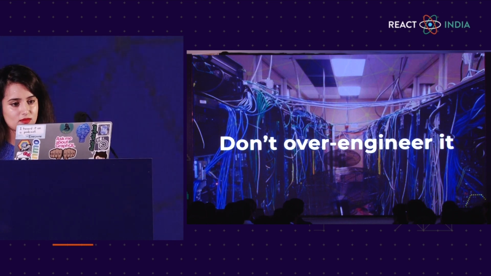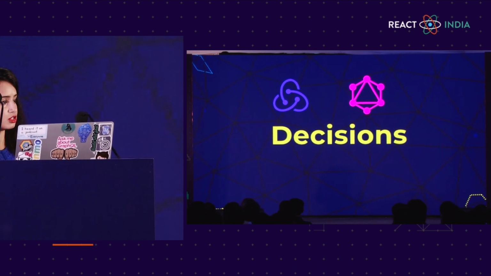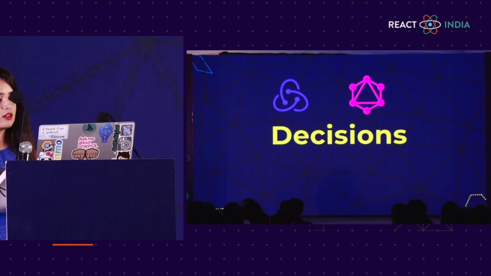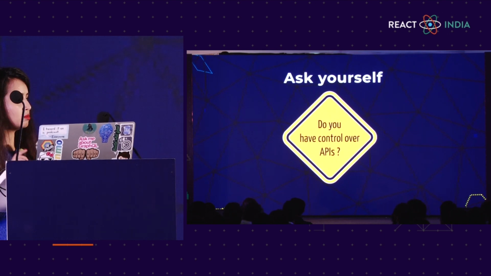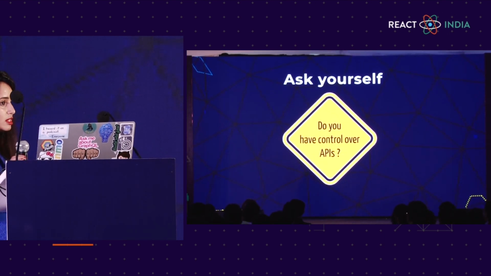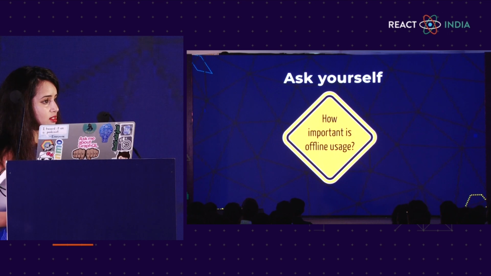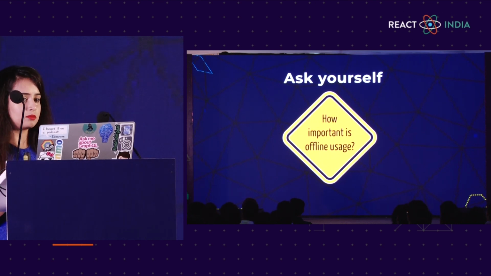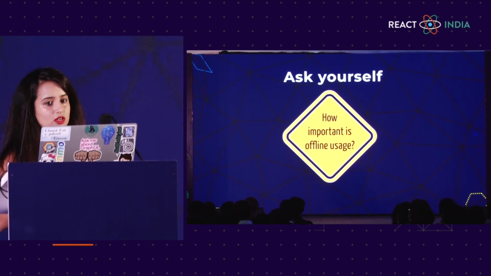So here are the questions you can ask yourself to make the decision of which state management library to use. The first is, how expensive are the network calls? What is the data that you're getting back? How many network calls are you making? Do you have control over APIs? Can you mock your REST API into a GraphQL API to ask for exactly what you need? How important is offline usage? One of the biggest advantages of Redux is that it has extremely good offline support. So if you want offline usage, Redux is probably a good option.